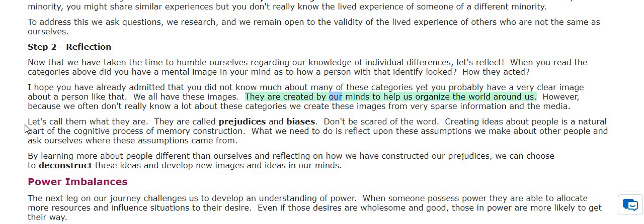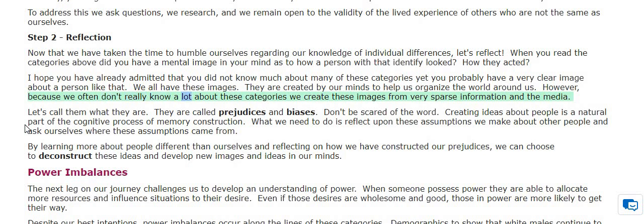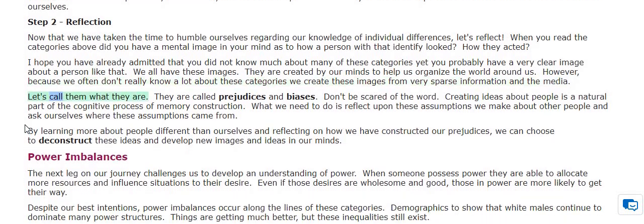They are created by our minds to help us organize the world around us. However, because we often don't really know a lot about these categories, we create these images from very sparse information and the media. Let's call them what they are. They are called prejudices and biases. Don't be scared of the word.